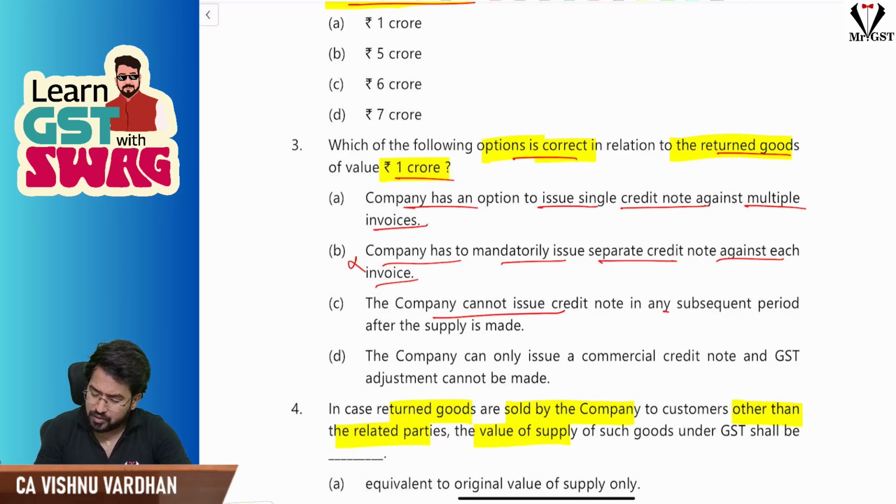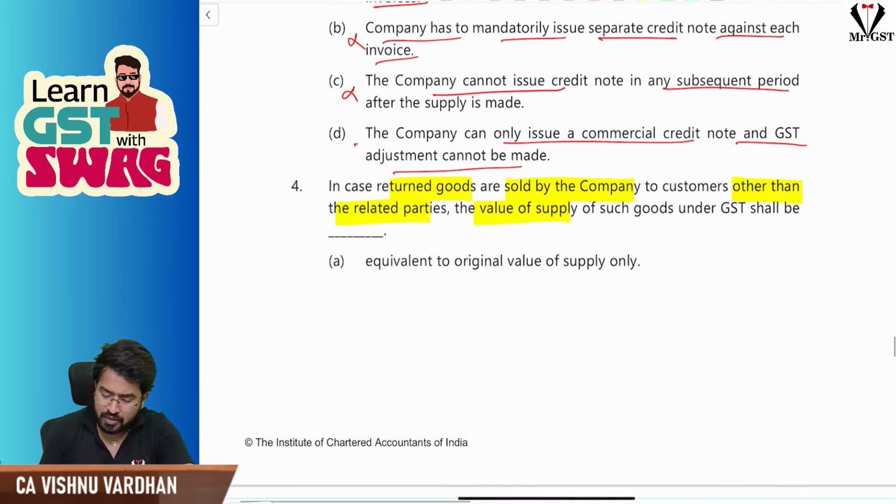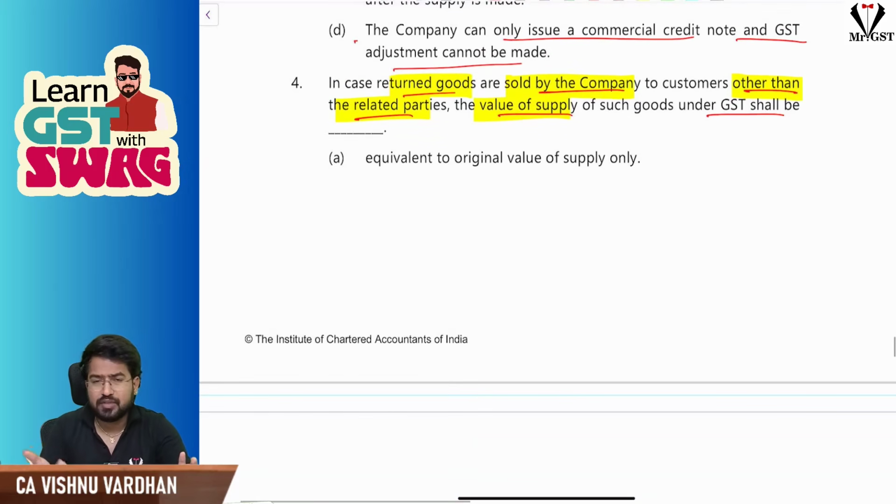The company cannot issue a credit note in any subsequent period after the supply is made: wrong. The company can only issue a commercial credit note and GST adjustment cannot be done. So this we have to check because based on what all has happened, we have to check the story there. Okay, fine. So A and B can be the options. In case of returned goods sold by the company to other than related parties, what is the value of goods under GST? Normally, transaction value should be taken as the value of supply.